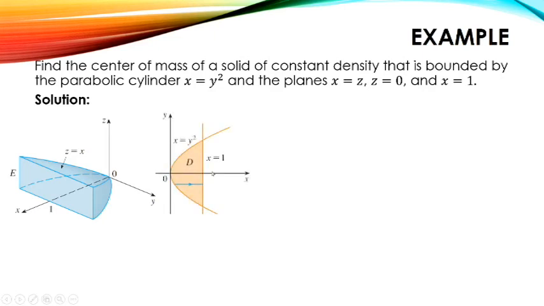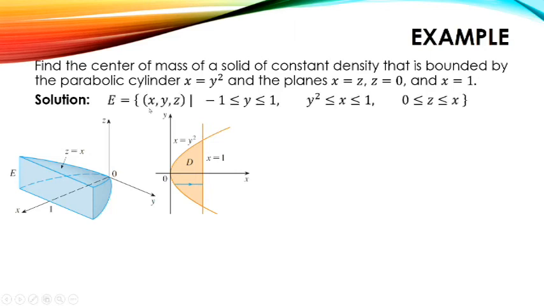So its projection onto the xy plane is bounded by the parabola x = y squared and x = 1. So E has a domain like this. We have y from negative 1 to positive 1, from here up to here, since these points are (1, -1) and (1, 1). And x is from y squared, from the parabola, up to the straight line x = 1. And z is from 0, the xy plane, up to z = x.